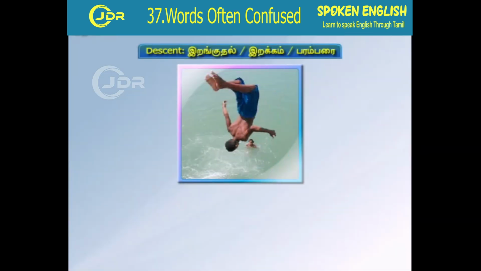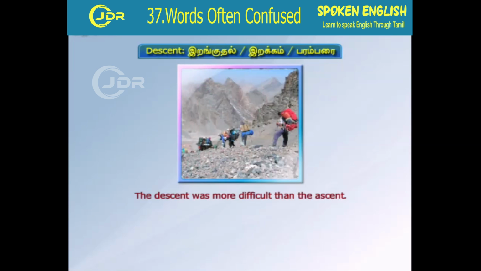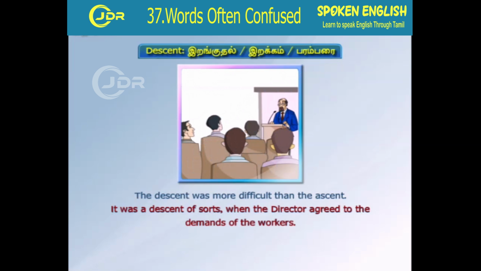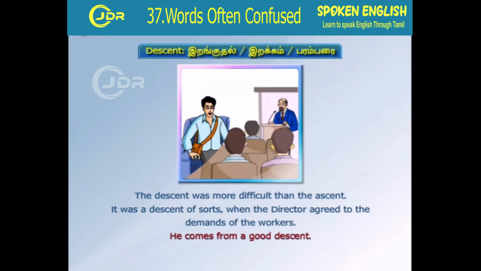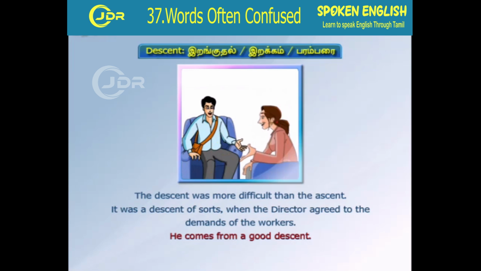Descent. இறங்குதல், இரக்கம், பரம்பரை. The descent was more difficult than the ascent. It was a descent of sorts when the director agreed to the demands of the workers. He comes from a good descent.